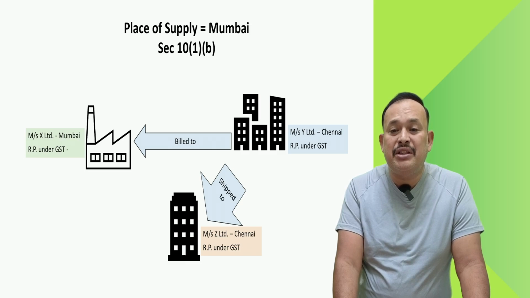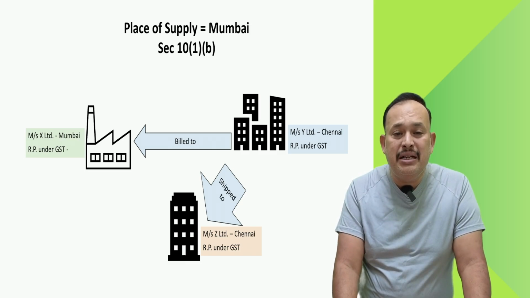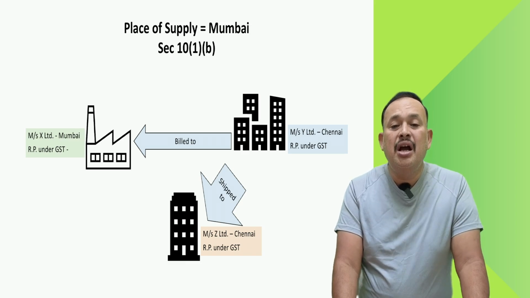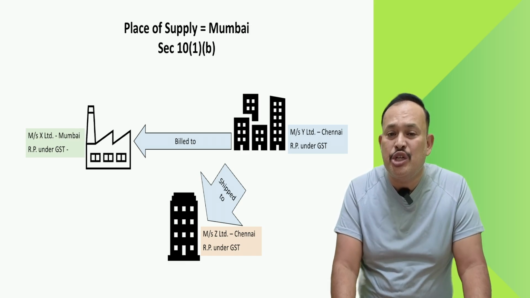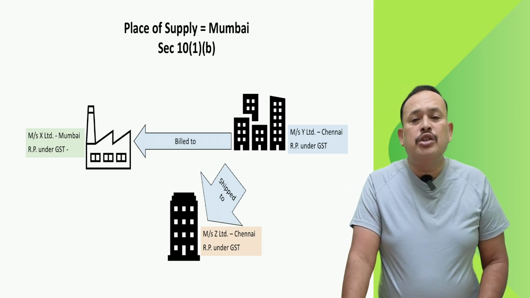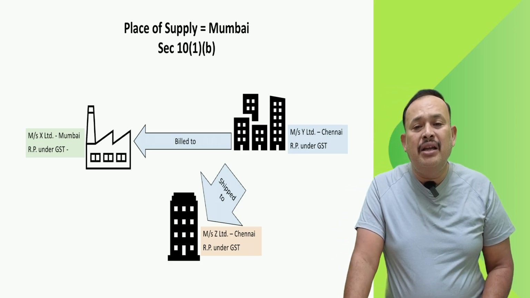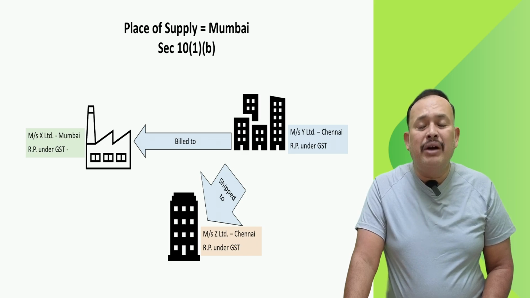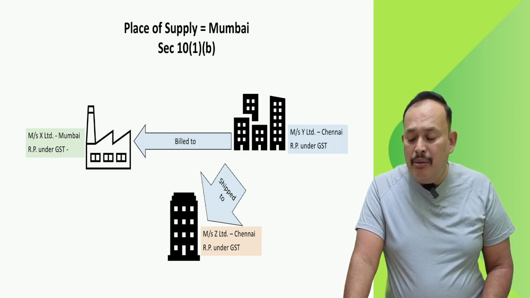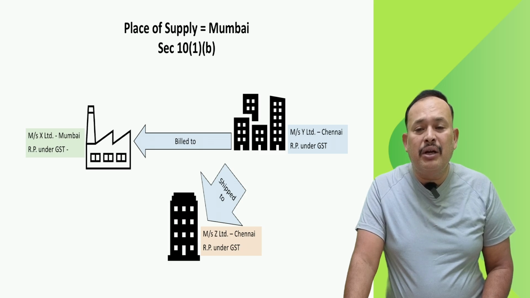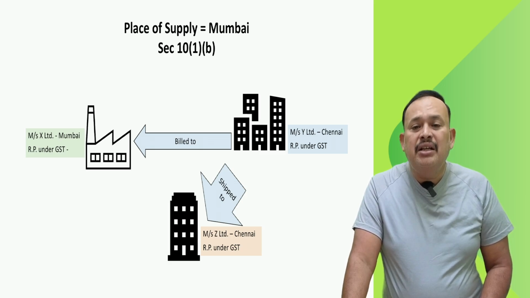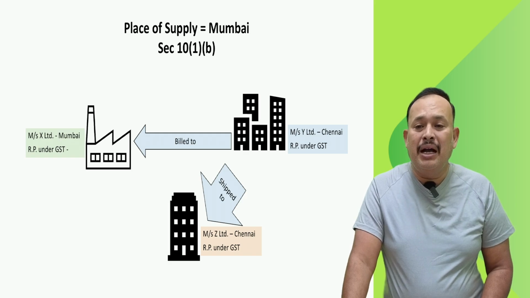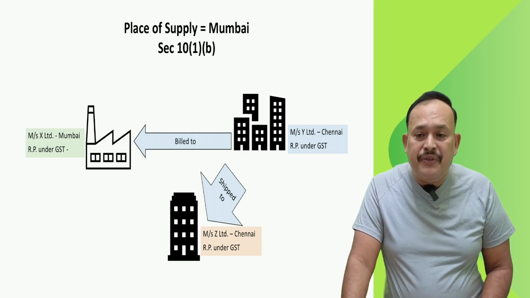the business of a third person. Here X Limited Mumbai is a third person. Upon his direction the goods have been sent to Z Limited Chennai. So place of supply is equal to Mumbai for Y Limited. Y Limited is a supplier. Where is Y Limited located? Y Limited is located in Chennai. Place of supply goes to Mumbai, Maharashtra, a different state.